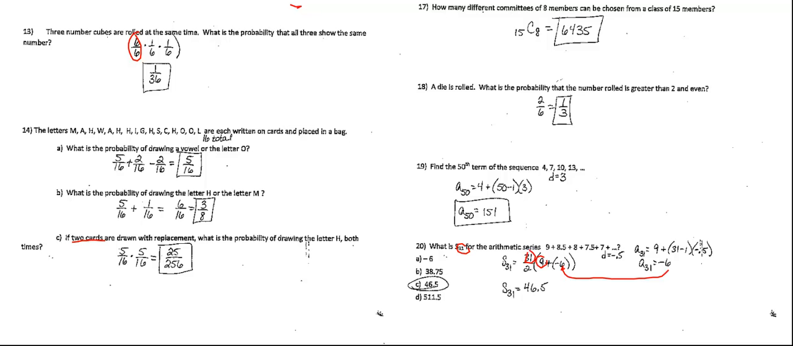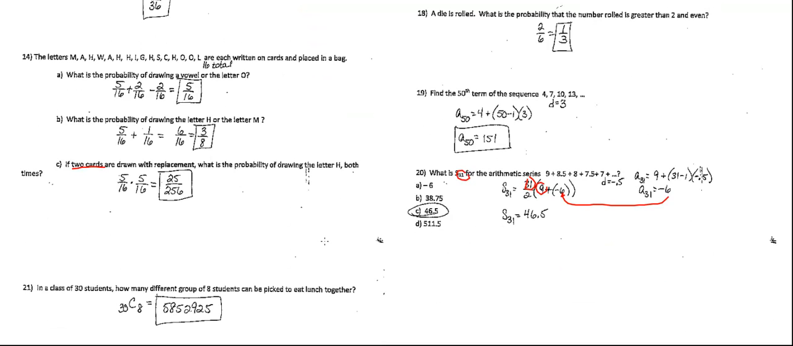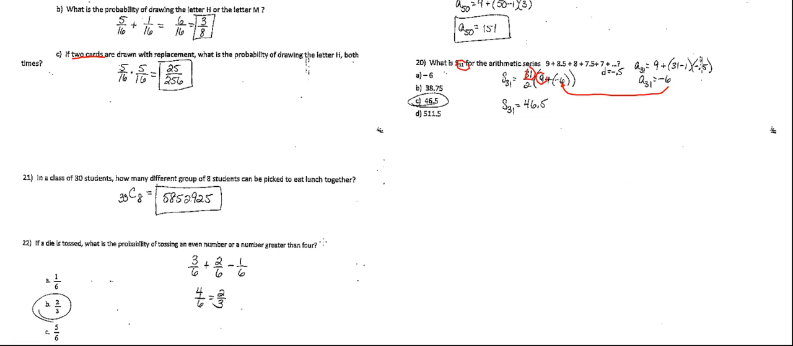There's only a couple questions left. Oh, there's another one down here. In a class of 30 students, how many different groups of 8 students can be picked to eat lunch together? Well, you're just picking a group. That's why it's a combination. So you'd have 8 blanks on this one, working your way down from 30, 29, 28, 27, 26, etc. And then you divide by how many you're picking factorial. So here you divide by 8 factorial.